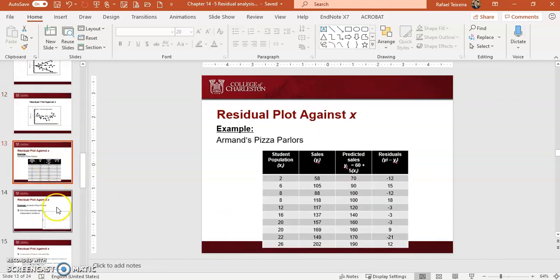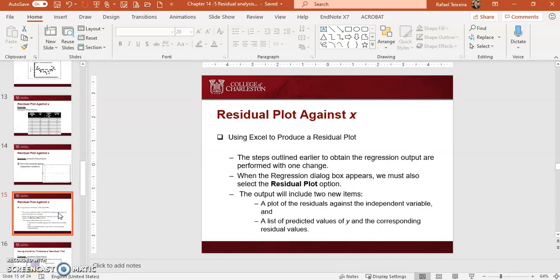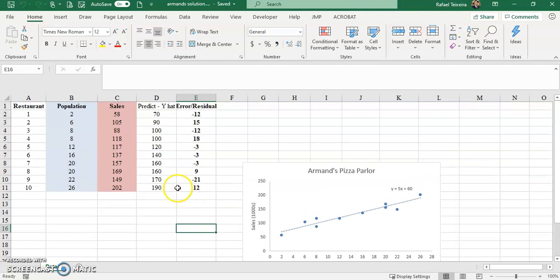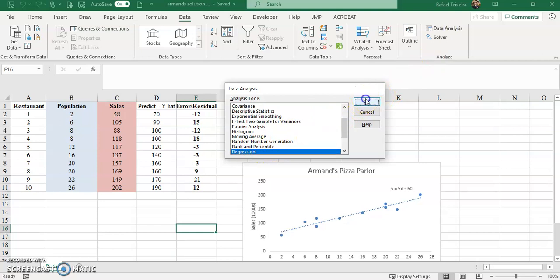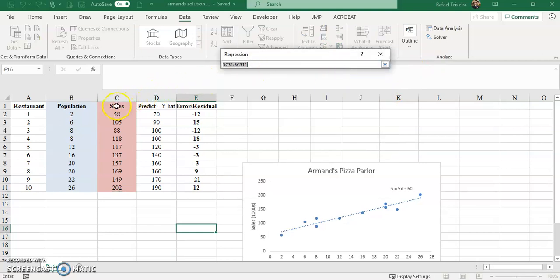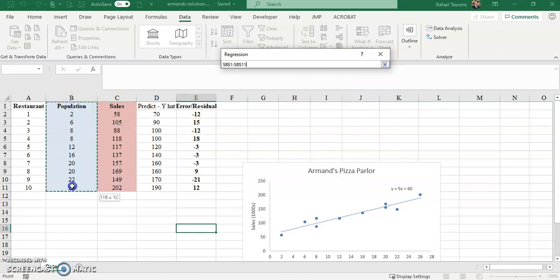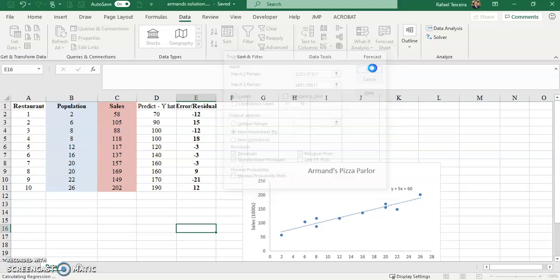So how do we do that in Excel? I'm going to skip these slides because they're telling you the same thing, and this slide is telling you how to do it in Excel. In Excel, you go to Data Analysis, Regression, select Regression, and then you input the Y range, which is sales, our dependent variable. Our sales depends on the population of students, and we click Labels because we have labels in the first row, and then we check these three boxes. We check Residuals, check Standardized Residuals, and check Residual Plots, and click OK.